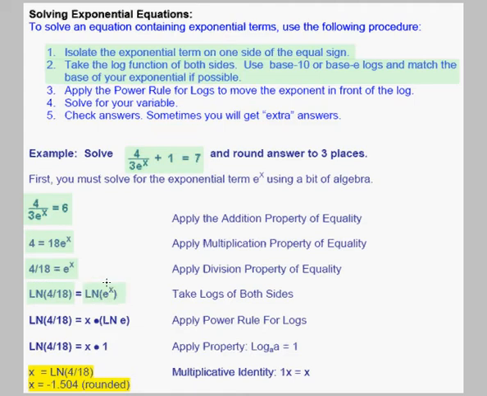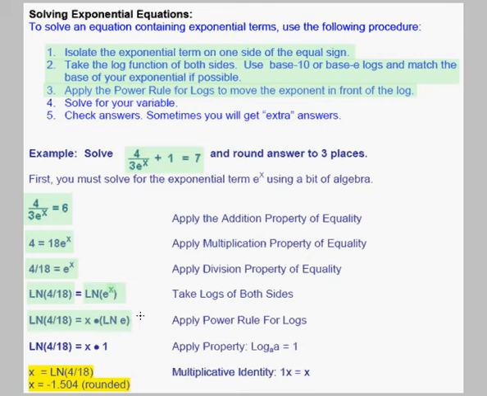Now there's a property that says we can move that exponent of x out in front. That's one of the log properties. And that's really why we use this procedure. The x gets moved out front in the next step. And that's step 3. Apply the power rule for logs to move the exponent out in front of the log. And that gives us natural log of 4/18 equals x times natural log of e.